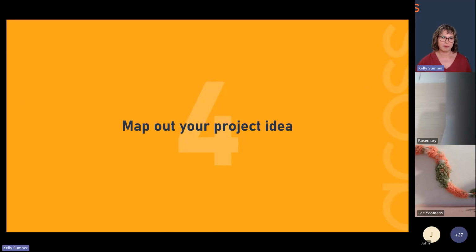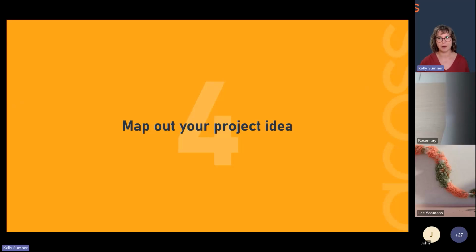So we suggest you start by mapping out your project idea. This doesn't need to be absolutely detailed and nailed down as to exact numbers of participants or days and hours, but getting as solid a sense as you can of what your idea is and how it would work in practice.